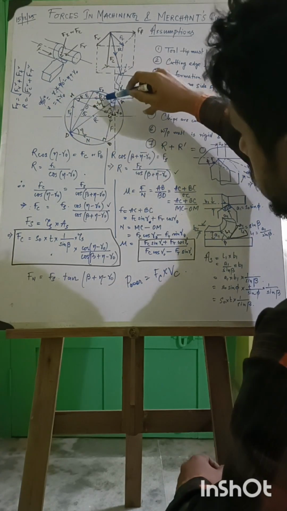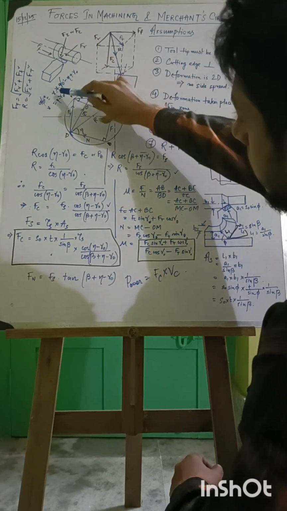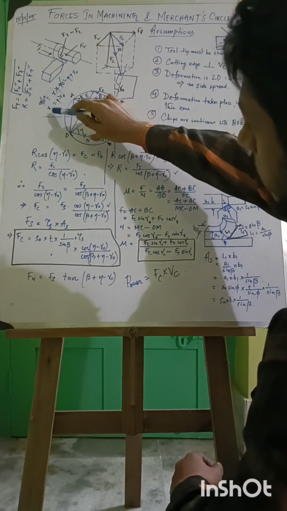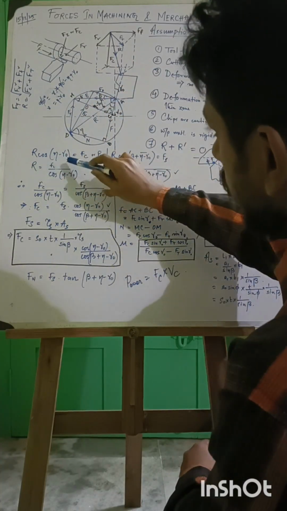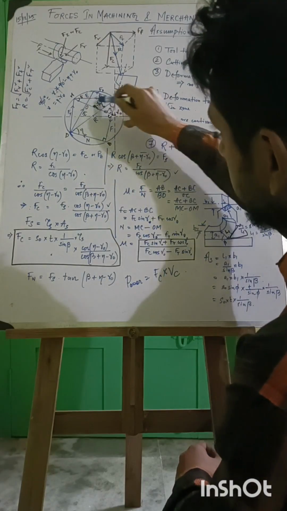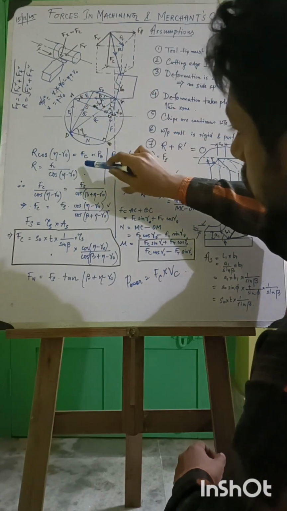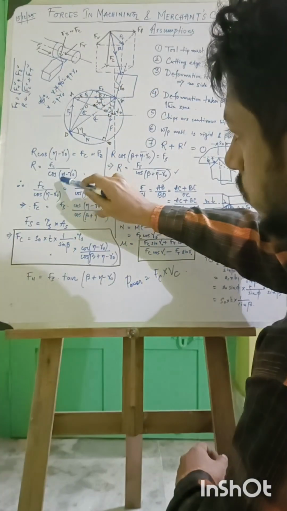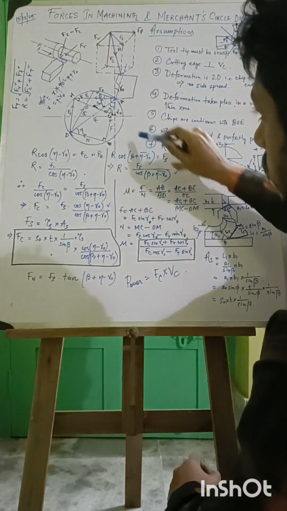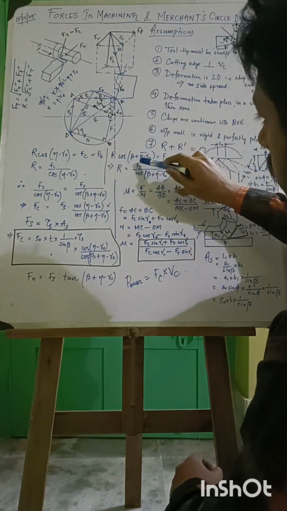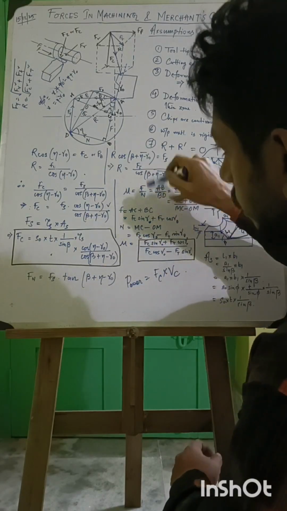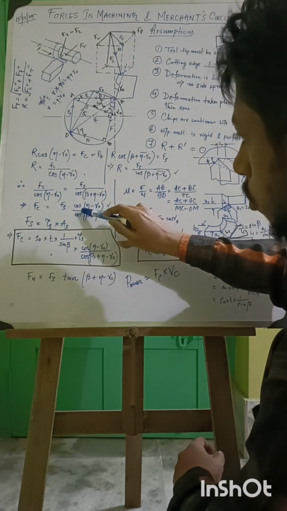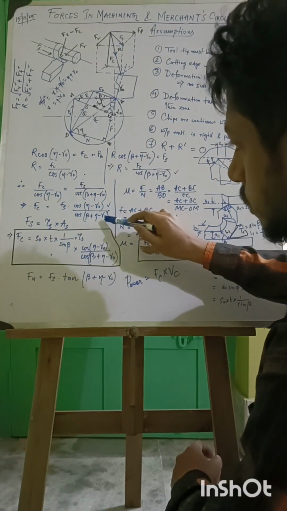How? Suppose this one is x, then this is 90 degrees, so 90 degrees equals x plus 90 minus eta plus gamma naught, so x equals eta minus gamma naught. Now in this triangle, R cos of eta minus gamma naught equals Fc. So R equals Fc by cos of eta minus gamma naught. Then again in this triangle, R cos of beta plus eta minus gamma naught equals Fs. So R equals Fs by cos of beta plus eta minus gamma naught. Equating these two, we get Fc equals Fs into cos of eta minus gamma naught by cos of beta plus eta minus gamma naught.